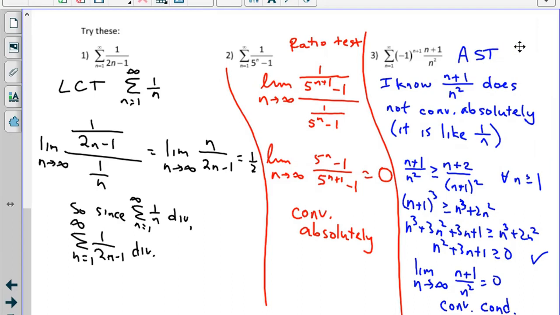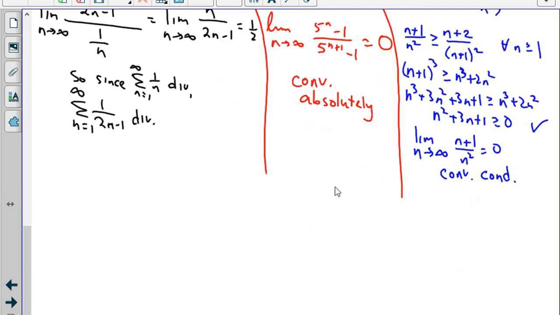And the alternating series test, I know that it does not converge absolutely because the series n plus 1 over n squared is kind of like 1 over n. It's kind of like the harmonic series. So I checked the conditions on the alternating series test. It looks like each successive term is getting smaller, and so I proved that that was true. And then I did the limit as n approaches infinity of n plus 1 over n squared, and that equals 0. So because that's true, this was conditionally convergent.